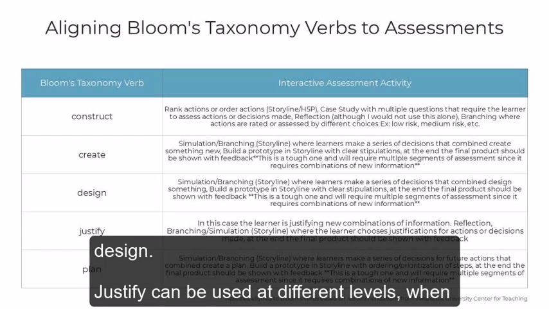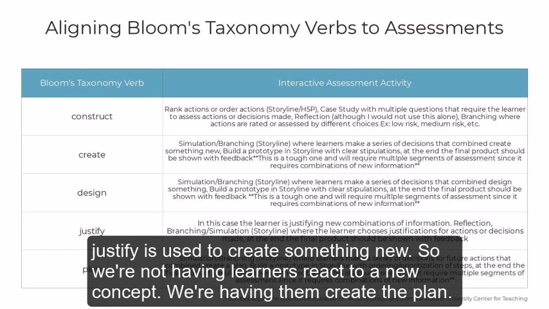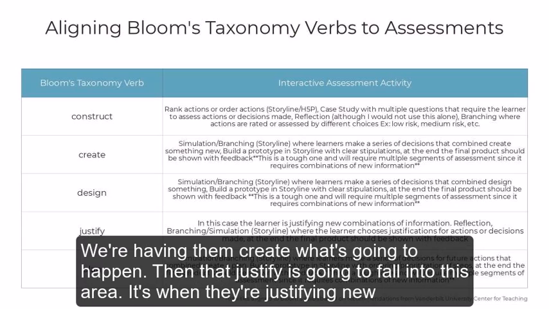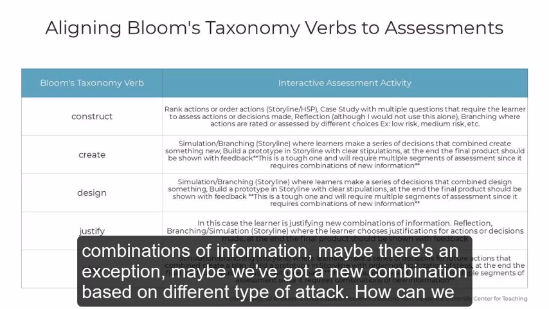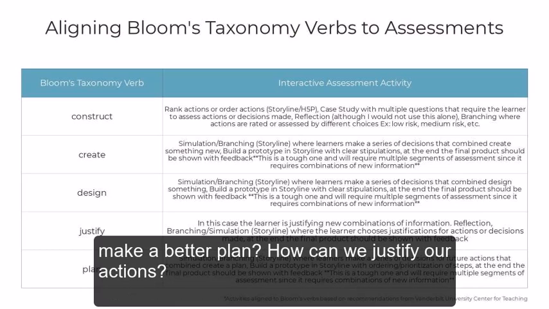Justify can be used at different levels when justify is used to create something new. So we're not having learners react to a new concept. We're having them create the plan. We're having them create what's going to happen. Then that justify is going to fall into this area. It's when they're justifying new combinations of information. Maybe there's an exception. Maybe we've got a new combination based on a different type of attack. How can we make a better plan? How can we justify our actions?